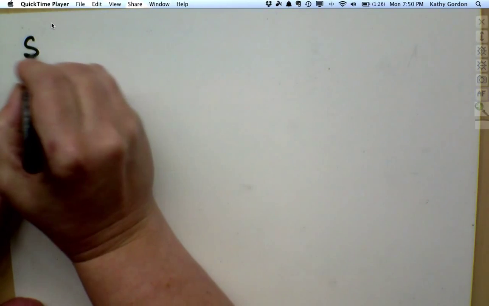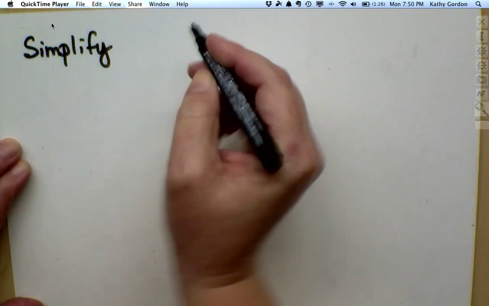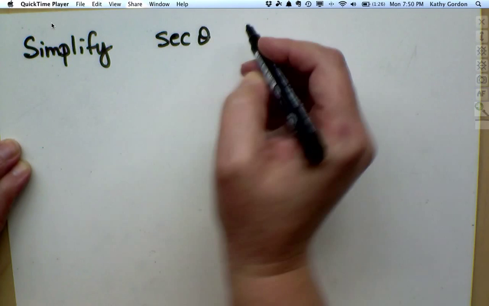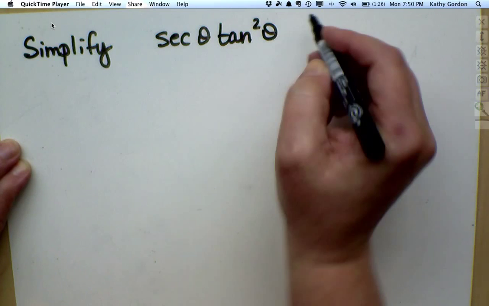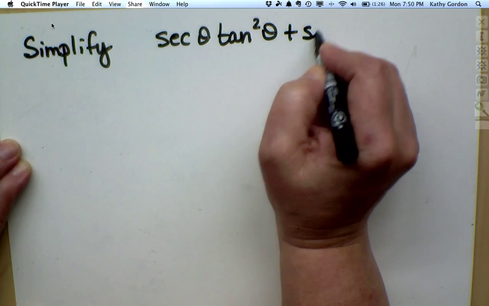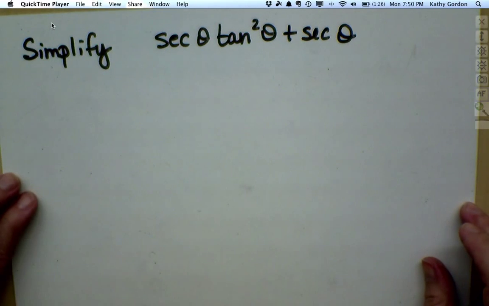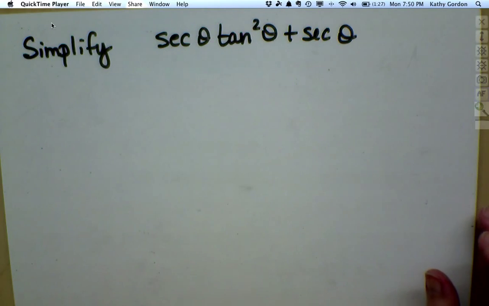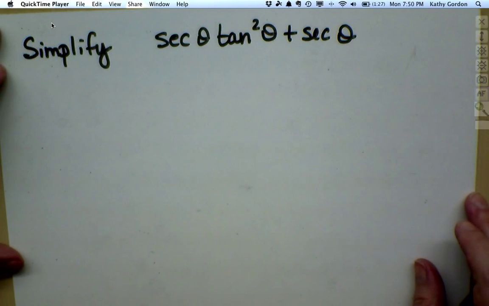So for example, let's say I ask you to simplify the expression secant theta tangent squared theta plus secant theta. Now, on first glance, that might look a little bit complicated, but it's not as complicated as you want to think it is.